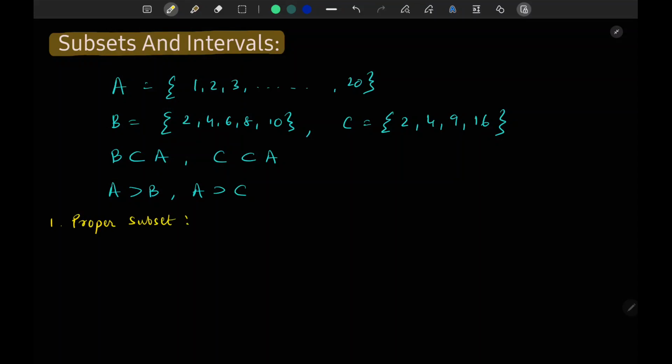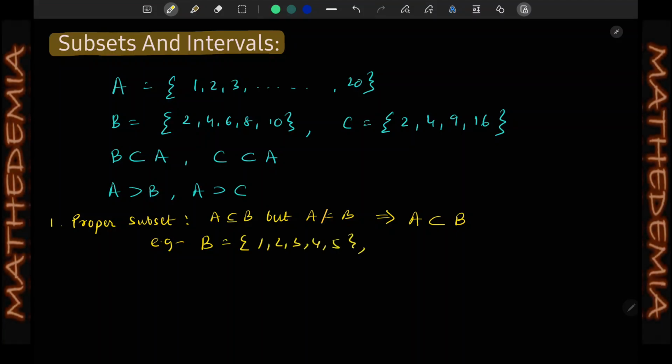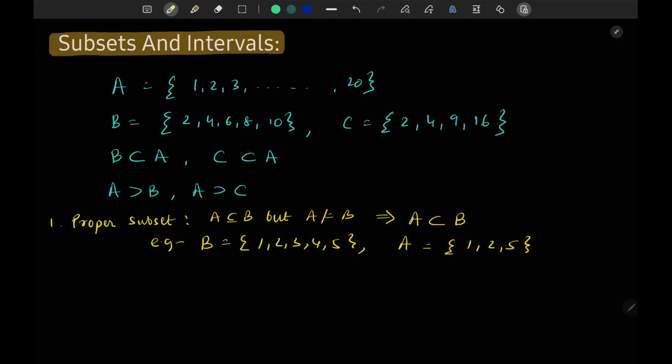So imagine two sets A and B such that A is a subset of B, but A is not equal to B. Then A is known as a proper subset of B and we write A is a proper subset of B. For example, let us say B is equal to 1, 2, 3, 4, 5 and A consists of the elements 1, 2 and 5. So the elements of A are taken from the set B, but A and B are not equal. So we can say that A is a proper subset of B.